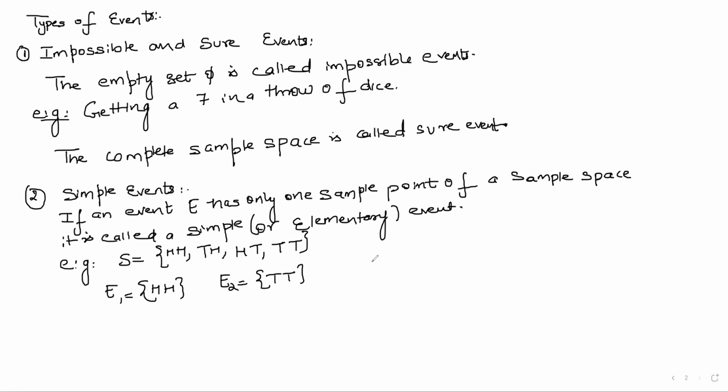Now, Krishna, suppose E3 is getting head-tail and tail-head. Is this a simple event, Krishna? No, sir, because it has two sample points. Yes, because it has two sample points, two outcomes. That's why this is not a simple event. A simple event has only one sample point.